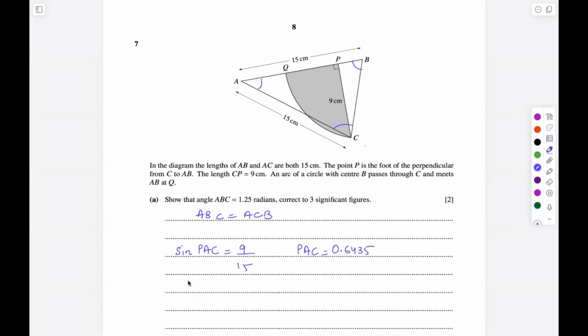0.6435 radians. Now to find angle ABC, we'll subtract 0.6435 from pi and then divide by 2. So subtracting, this will become 2.498. And then dividing this answer by 2, the final answer will be 1.249. As we have to give our answer to 3 significant figures, the final answer will be 1.25 radians.